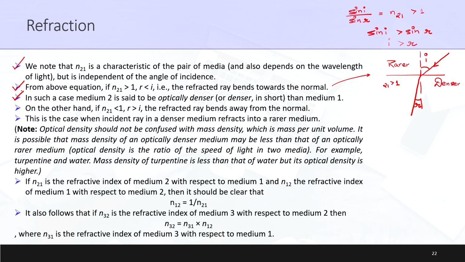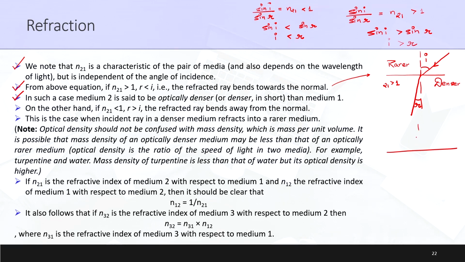Next, on the other hand, if n21 is less than 1, we just need to change the sequence here. Therefore, we get sin i by sin r is equal to n21, which is less than 1, so sin i will be less than sin r, and therefore i is less than r. Hence, this time the refracted ray bends away from the normal. Let me explain that portion also here.